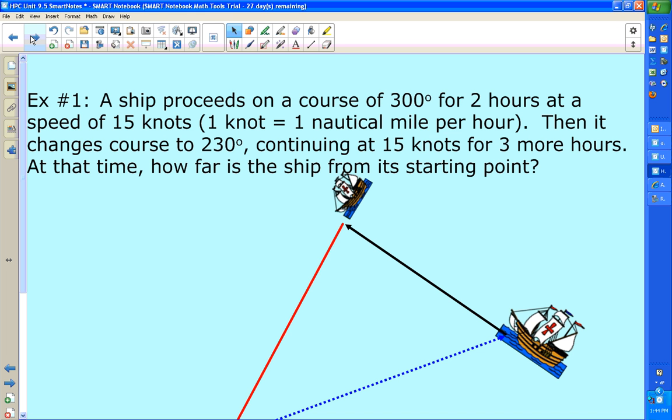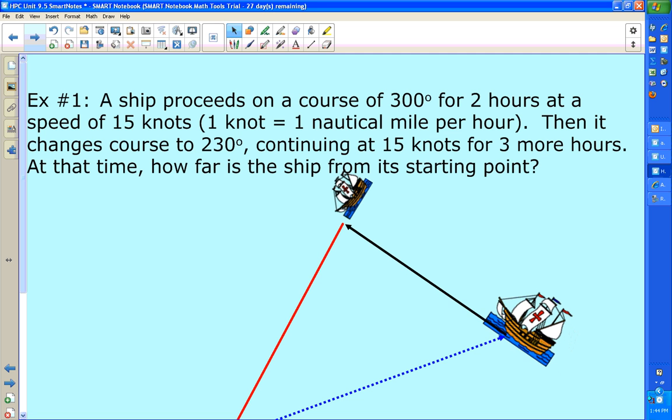A ship proceeds on a course of 300 degrees for 2 hours at a speed of 15 knots. Then it changes direction to 230 degrees and continues at 15 knots for 3 more hours. At that time, how far is the ship from its starting point? So here's the starting ship right here.